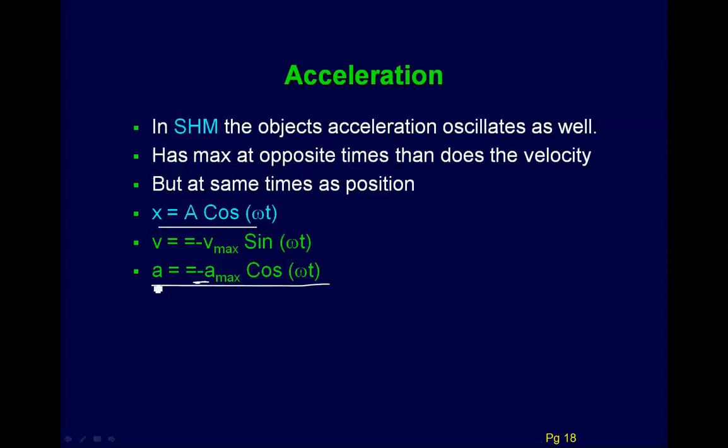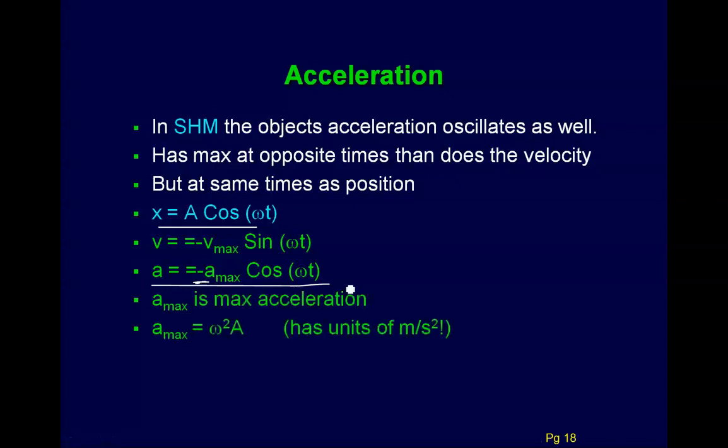And so the acceleration is negative a max times cosine of omega t, where a max is the maximum acceleration. If you figure out the maximum acceleration, we get this equation here, which will have units of meters per second squared. And so our function looks kind of like this when you plug everything in. So it's a cosine, just like the position. That's why the position and the acceleration are peaking at the same time.